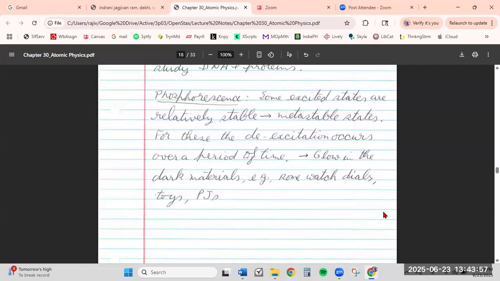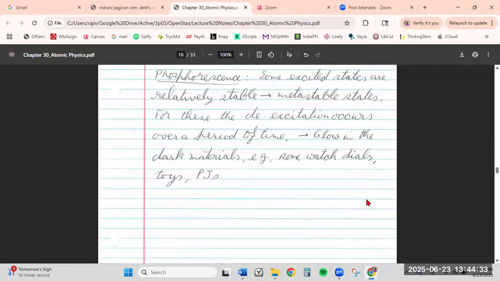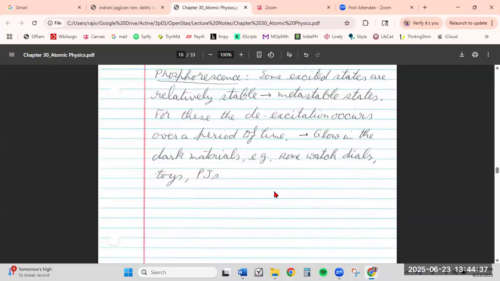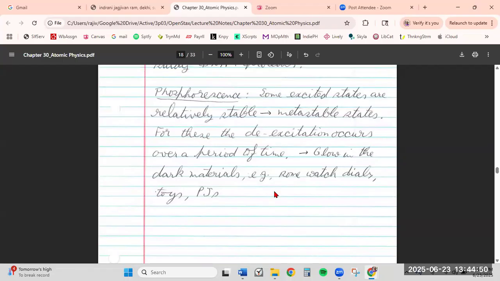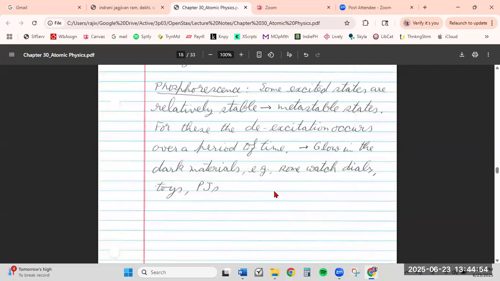Another related phenomenon to excitations is phosphorescence. Some excited states of atoms are relatively stable, meaning atoms can stay in those states for a relatively long period of time. And these are known as metastable states. For these to de-excite, to fall back to the ground state, it can take hours or days or even months. So it happens over a period of time. And these materials are used to make glow-in-the-dark objects. For example, some toys and dials of some watches, even glow-in-the-dark PJs and so forth. So they all involve dyes which exhibit phosphorescence.